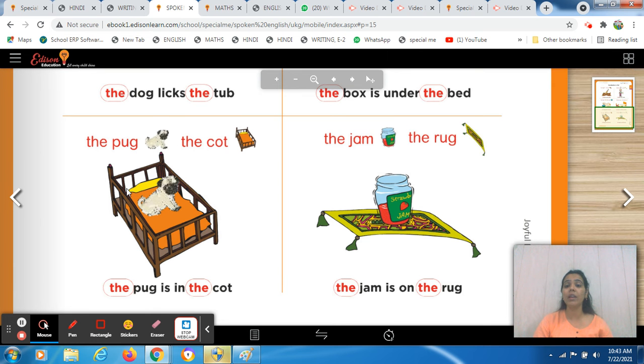So they are using the prepositions which are introduced to them earlier. Okay, so we are using in over here, to show where the pug is. They will see this picture and then make a sentence. The pug, this pug is in the cot. Where is he? In the cot.